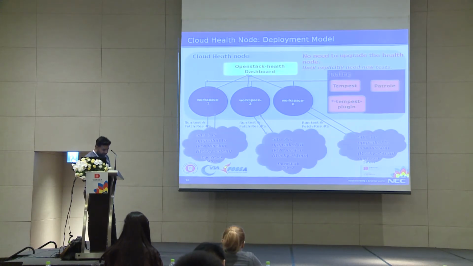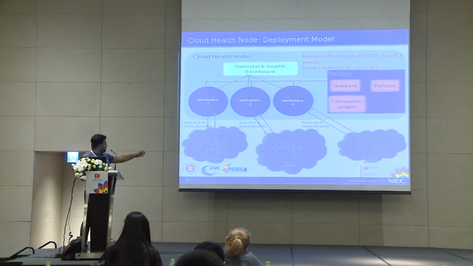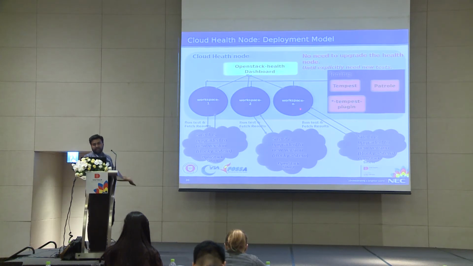And when it comes to the upgrade things, when your OpenStack site is being upgraded, say from Rocky to Stein, the Health node you don't need to upgrade, unless you need the new test cases or some update is there in Tempest and you want it, that's fine. Otherwise, you don't need to update anything here. With the same configuration, you can run your cloud before and after the upgrade and check whether it's working fine. And you can compare the result with the before-upgrade test result and after-upgrade test result.